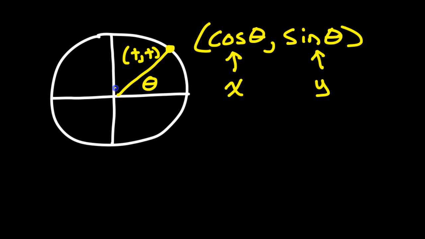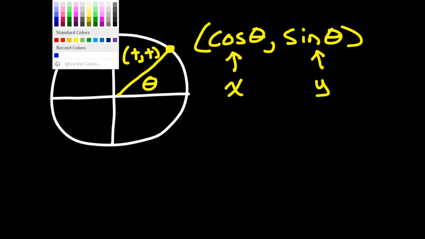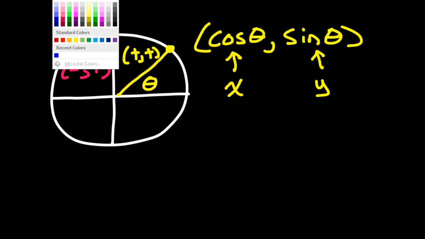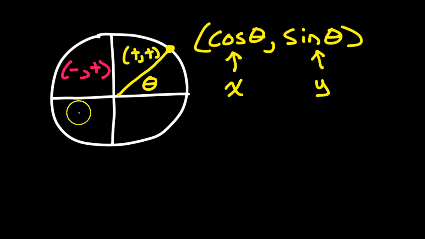Now in this quadrant over here, maybe I should change colors. In this quadrant, because we're to the left, x values are now going to be negative. Y values will still be positive. So cosine is negative and sine is positive. Now in this quadrant down here, I should be using these fancy colors. In this quadrant, cosine is negative and sine is also negative, because it's left and down.